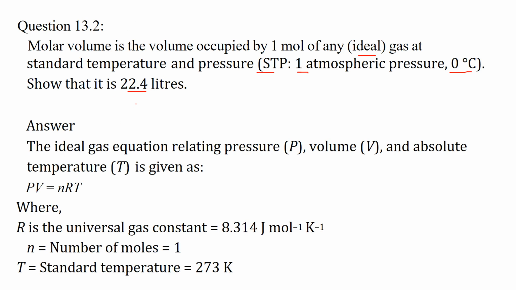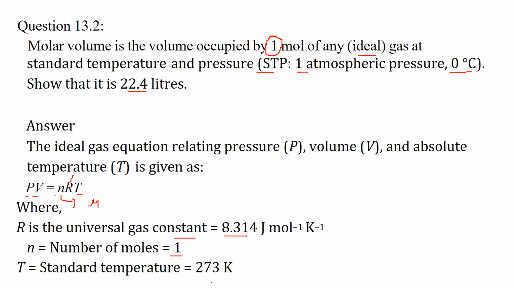The reason is the ideal gas equation, which relates the pressure, volume and absolute temperature, because these two are constant and this is specific for a gas. So PV equal to nRT. Sometimes you will find in books it is written as mu also, in place of n. So what is this R? R is the universal gas constant, which has the value 8.314. What is this n? That is the number of moles, 1. We have to find for 1 mole, so we'll take 1.